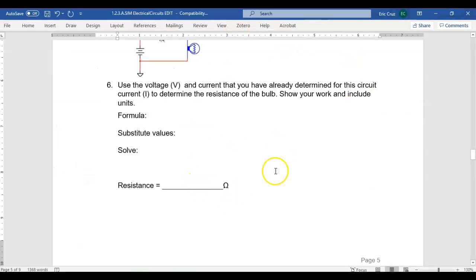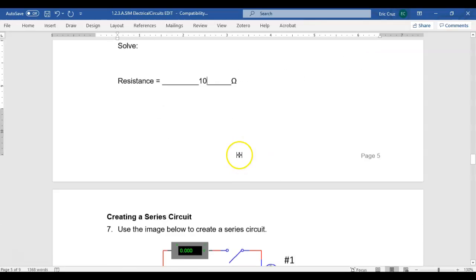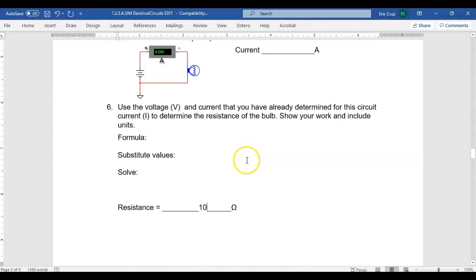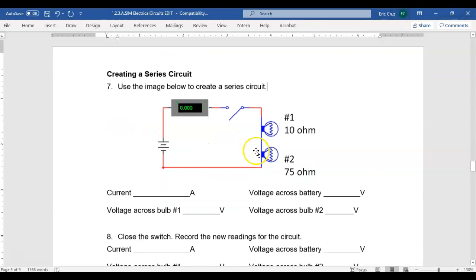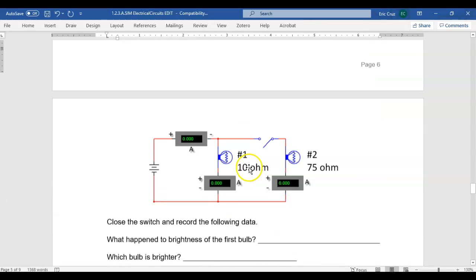So it would be 10 right here, 10 ohms. Okay? So go to question 7, create the circuit, and continue working through this document.